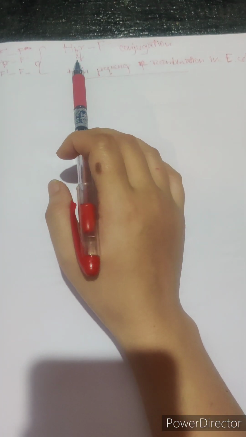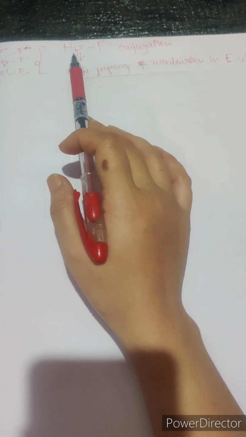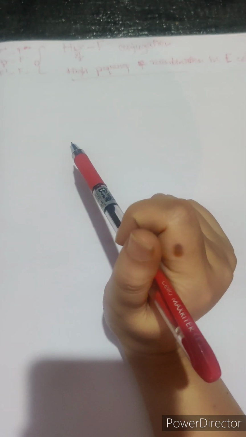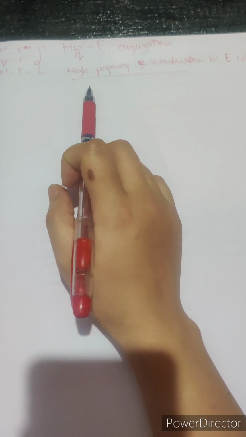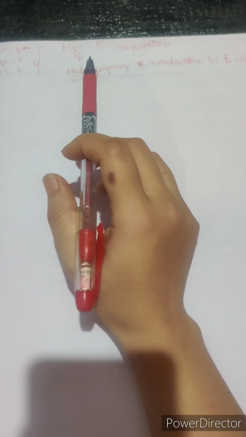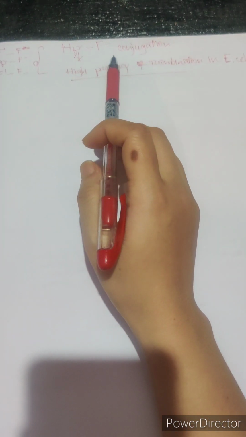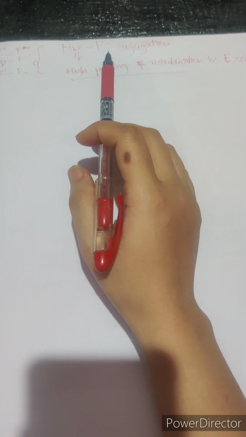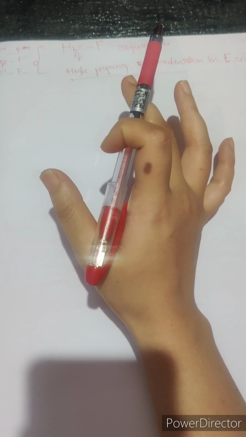So the topic is about Hfr to F minus conjugation. What does Hfr stand for? Hfr stands for high frequency of recombination. It is rarely seen in E. coli strains. And F minus stands for a bacterial cell having no F plasmid.